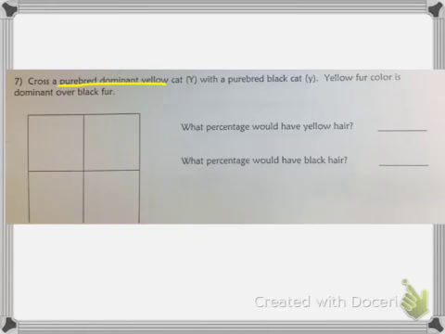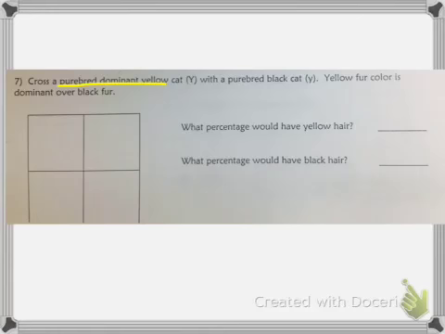So again, if I read it, it says cross a purebred dominant yellow cat with a purebred black cat. Yellow fur is dominant over black fur. So here we're using the letter Y, and we have to make sure when we use capital and lowercase letters that are the same, that we are really obnoxious about the size, so that I can tell the difference when I grade assignments.